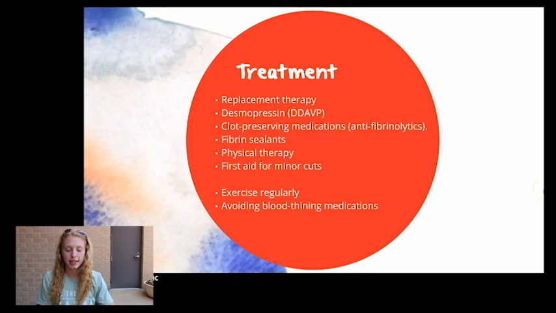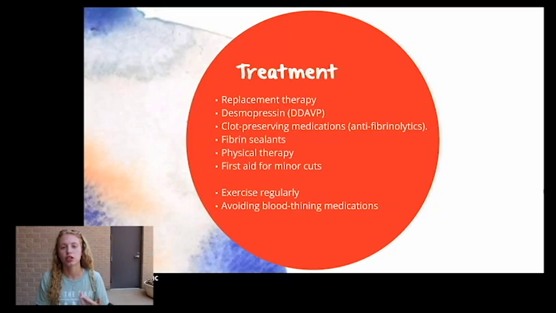The next one is fibrin sealants, and these can be applied directly to the sites. If you have some small wounds on your body, you can apply those directly to the site, and that helps promote blood clotting and sealing of that wound. There's also physical therapy. This would be for joint pains that come along with the symptoms of hemophilia. You can go to physical therapy to help work through and calm down all of those inflammations and symptoms.